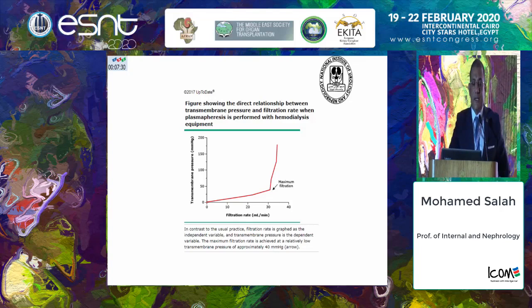This is an important figure, actually. It shows the direct relationship between transmembrane pressure and filtration rate when plasmapheresis is performed with hemodialysis equipment. You can see that here, in contrast to the usual practice, filtration rate is graphed as the independent variable, and transmembrane pressure is the dependent variable. The maximum filtration rate is achieved at relatively low TMP pressure, approximately 40 millimeter mercury.